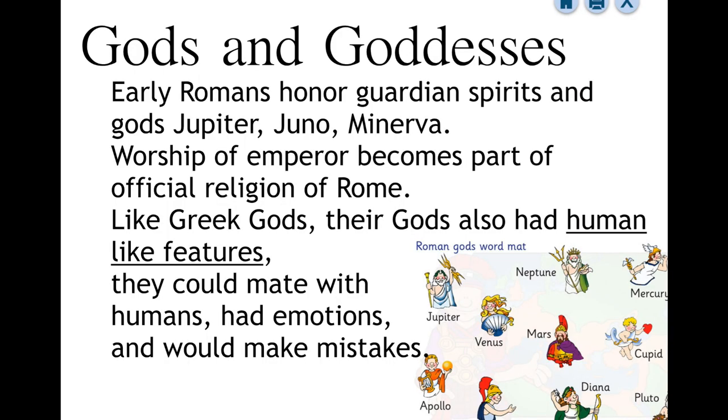When it came to gods and goddesses, the society was polytheistic, so they believed in numerous gods. And very similar to other polytheistic religions, their gods were very, very human-like, as in they would come down to earth, they would fight with humans, they would sometimes even make babies with humans, and those babies would be considered demigods, right, half human, half god.